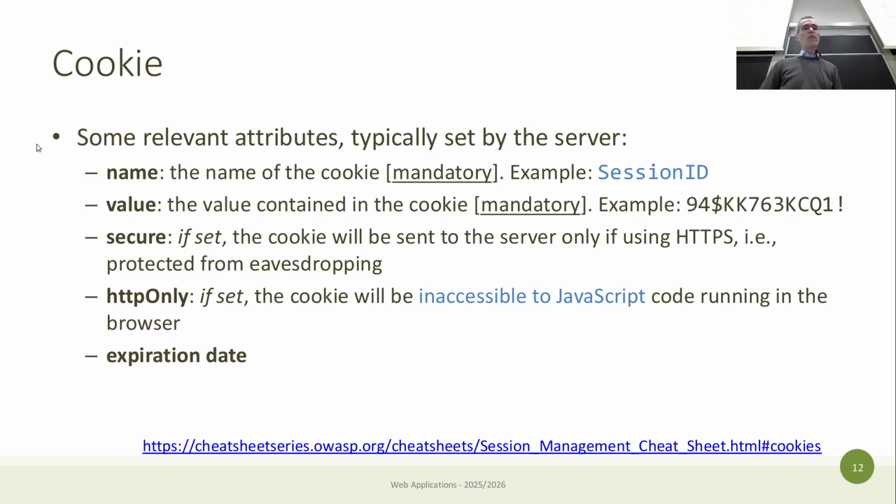Okay, so you're sort of sure that a browser will not try to send this cookie in case the connection is not encrypted. The other option is much more interesting. We will come back to this. HTTP only, it's a Boolean option like the secure option. If set, the cookie will be inaccessible to JavaScript code running in the browser, even if the JavaScript code comes from the same web server that set the cookie. Okay?